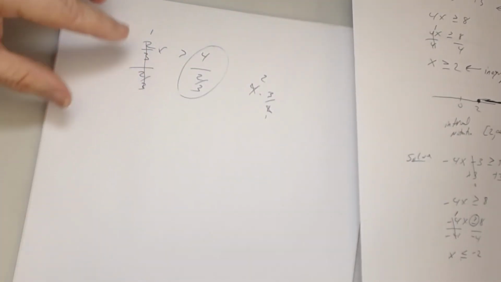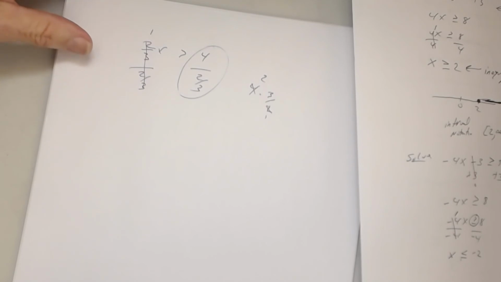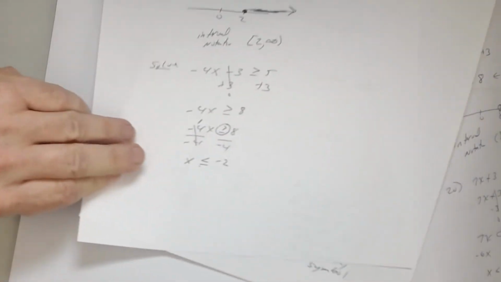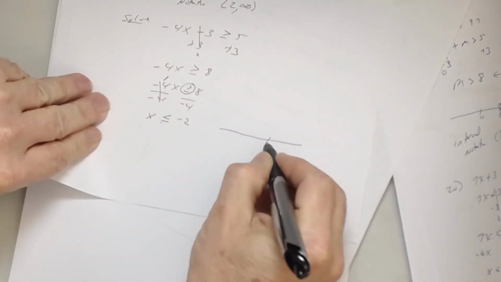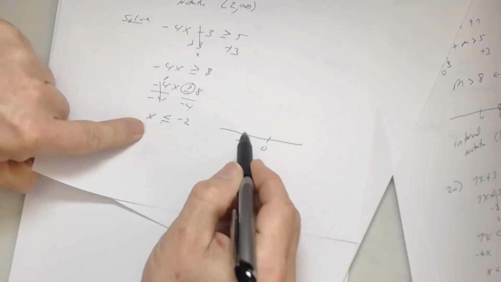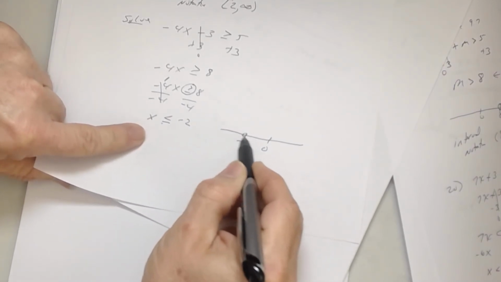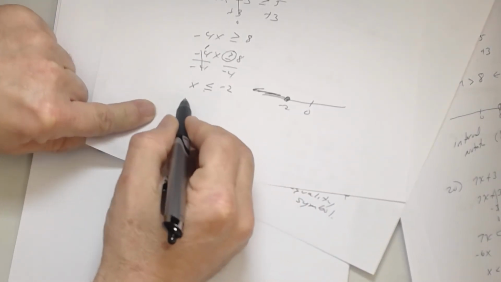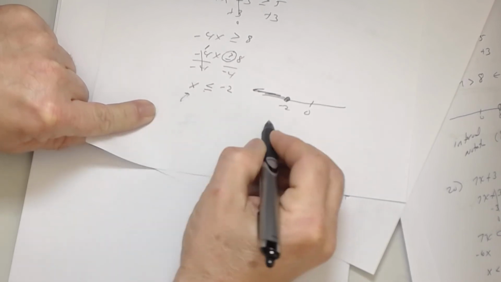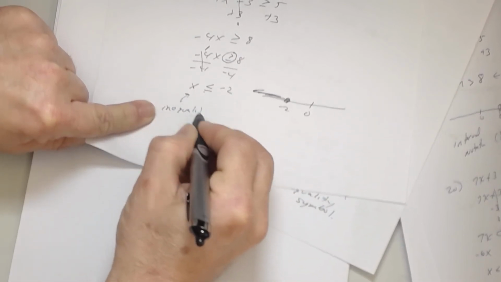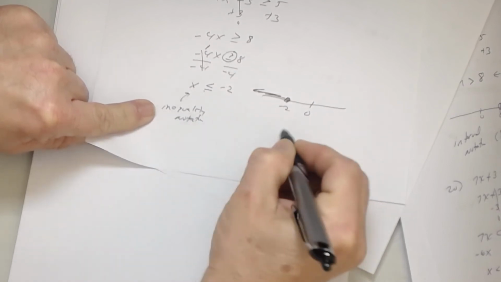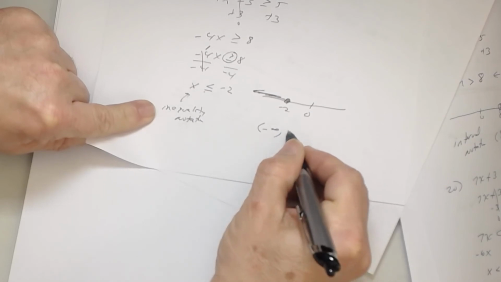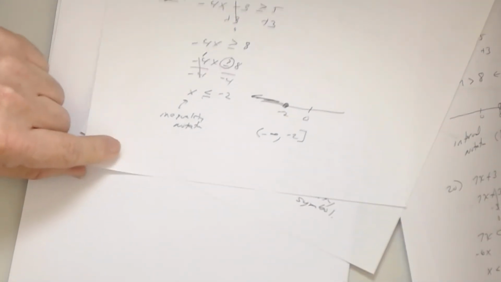So make sure you look at this again when I post it. Now let's go back over here and graph this. Bracket or open or closed circle? Going which way? To the left. Now, remember, this right here is called the inequality notation. The interval notation will be what? Negative 2 bracket. Yep, that's it.